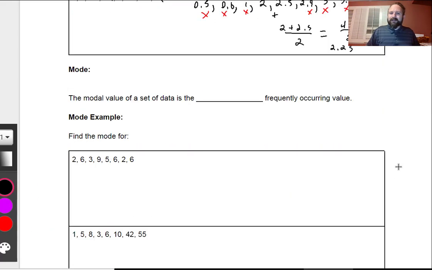Mode. The modal value of a set of data is the most frequently occurring value. Well, I see I have a 2, I have another 2, and I have 6s. So I have three 6s and two 2s. So 6 is the mode.